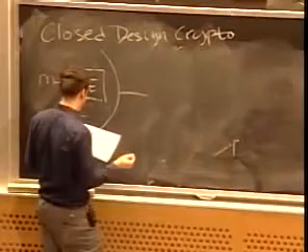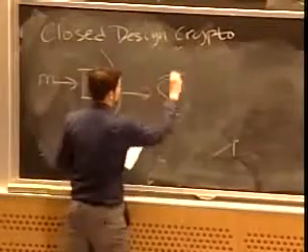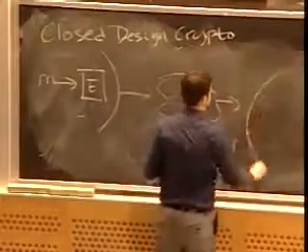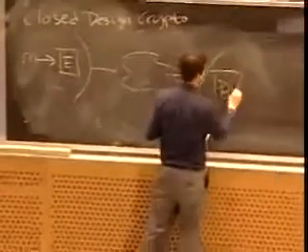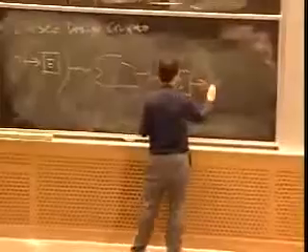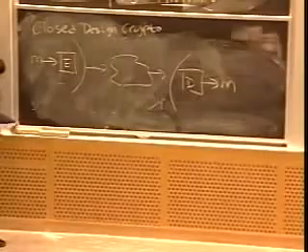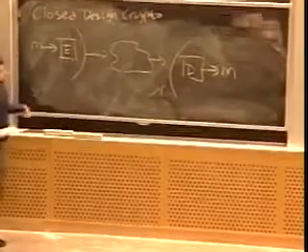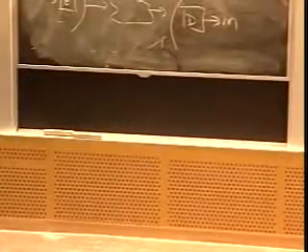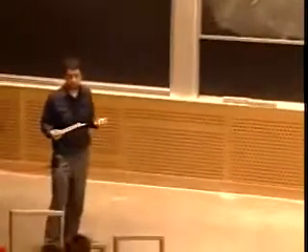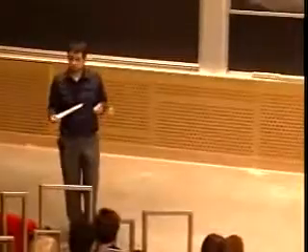Nobody else knows what that is. Then this goes over the internet to some other decryption box, which then comes out on the other end as the message. Okay, so this is a closed design, and these designs in general turn out not to be a very good idea. Because the problem is that if somebody does discover what this function is, now you're in trouble. Now this whole system is no longer secure.